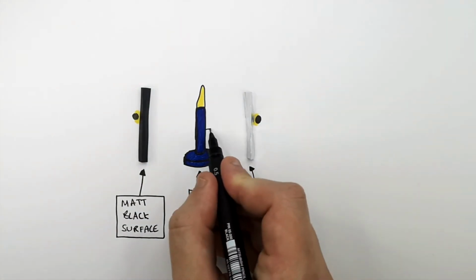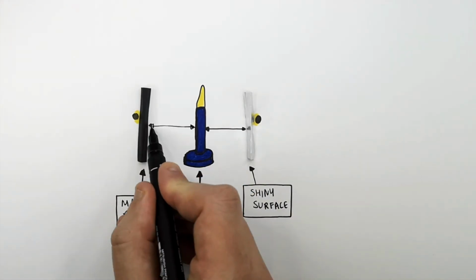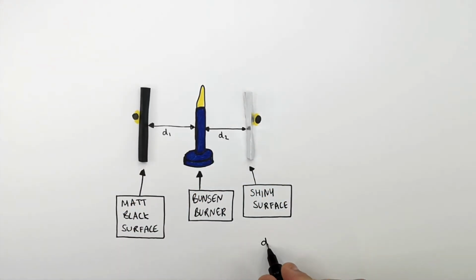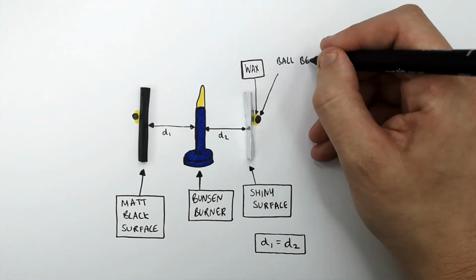So remember, the distances the metal plates are away from the Bunsen burner flame must be the same. So this here is distance 1 and this here is distance 2. Distance 1 must equal distance 2. This is a control variable. And this here is the wax, and to it we attach a ball bearing.